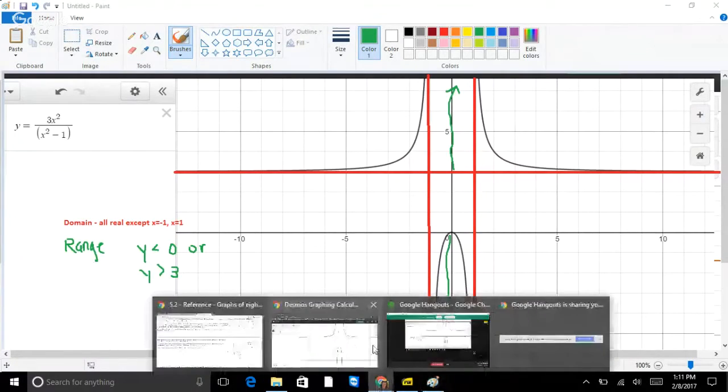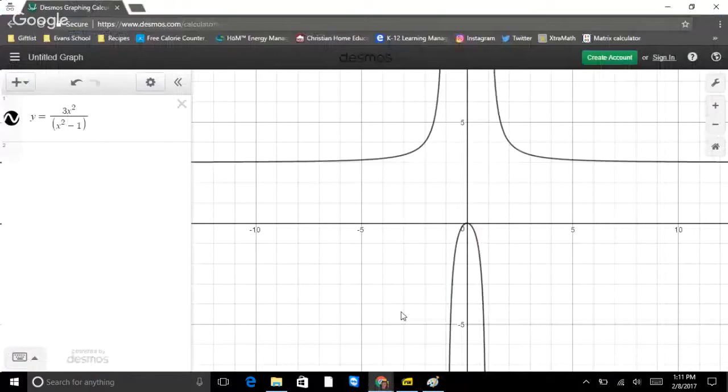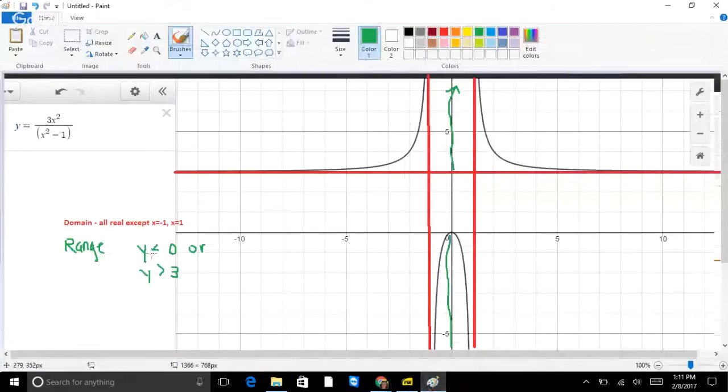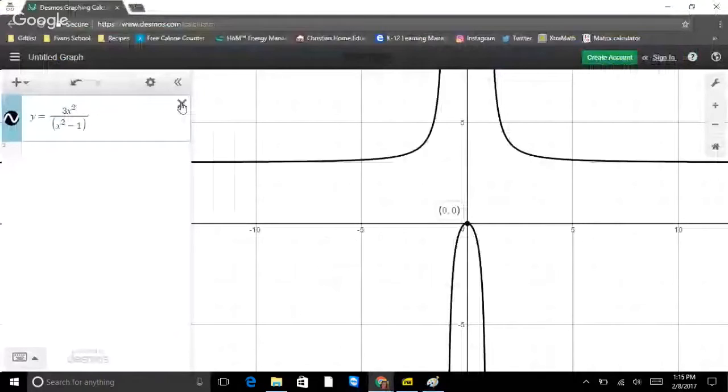I'm going to switch back to Desmos for this. So on my graph, there's a point at 0, 0. So if x equals 0, then this becomes 3 times 0 squared, which becomes 0. So 0 divided by -1 is 0. So that is a valid value. So yes, y has to be less than or equal to 0. For the other side, y has to be greater than 3. So we figured out our asymptotes here, and we figured out our range, right?